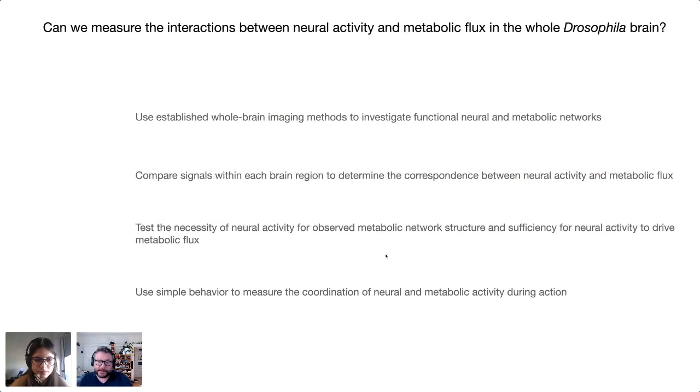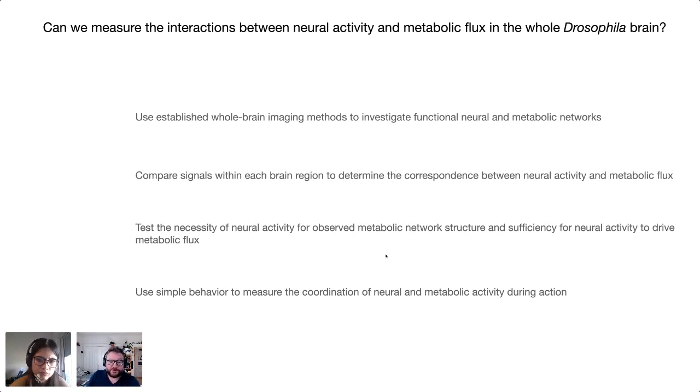So I'm going to talk today about 4 basic things. Quickly, I'm going to show you how we use the established methods for whole brain imaging to investigate metabolic networks, and that is whole brain correspondence of metabolic signals. And then I'm going to use the same method to compare signals between neural activity and metabolic flux in each individual region across the entire brain.